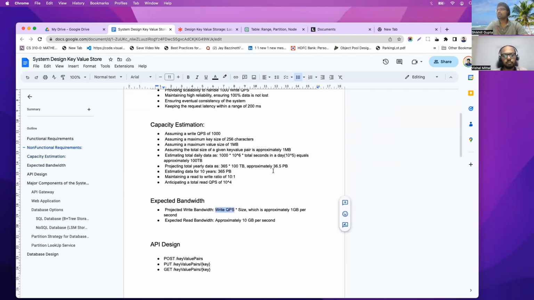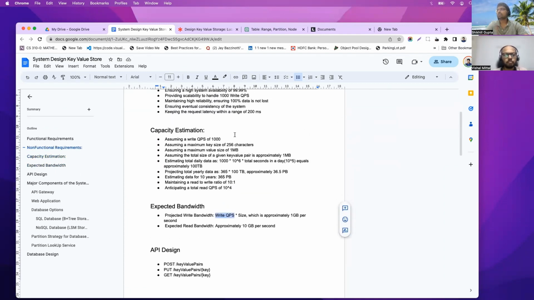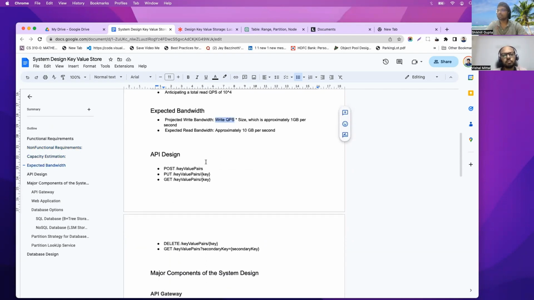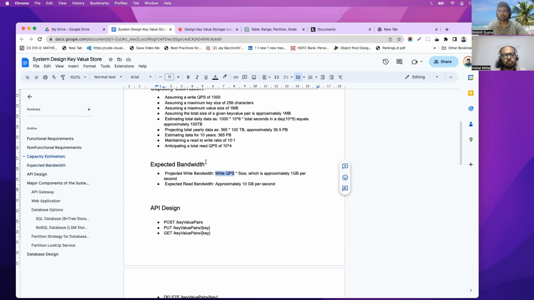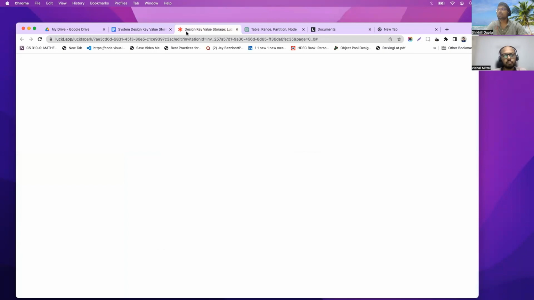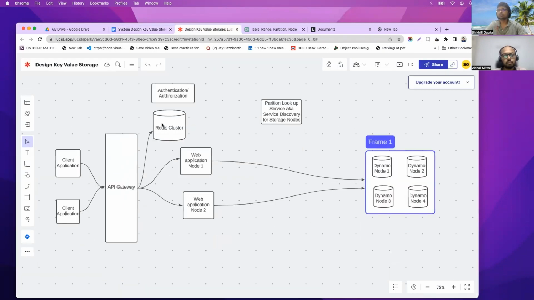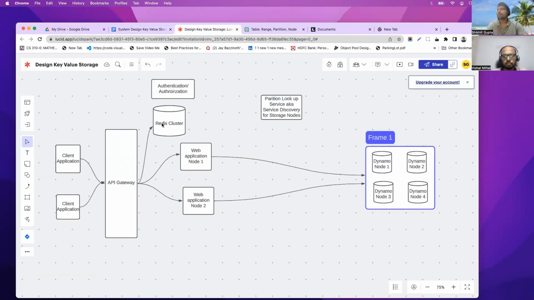Now let's move to the overall design. We'll cover the API design and the deep dive into the system components in my next video. But in the first part, we will cover the high level design of it. Okay, so this is the high level design.